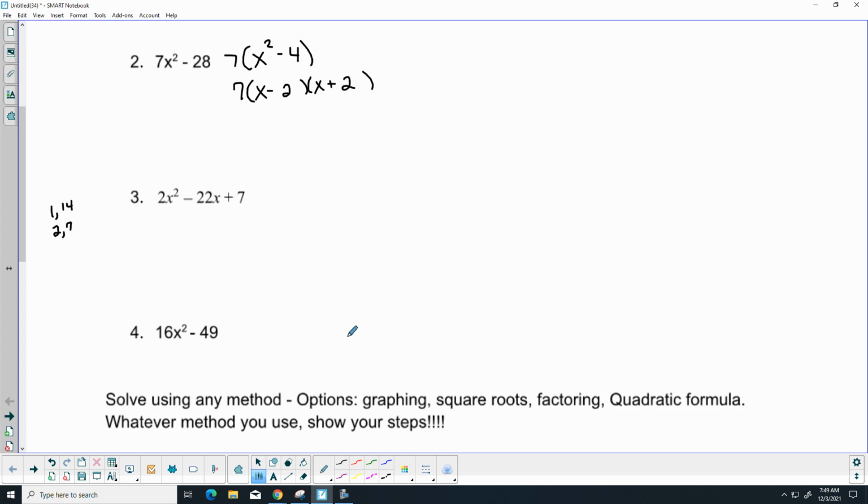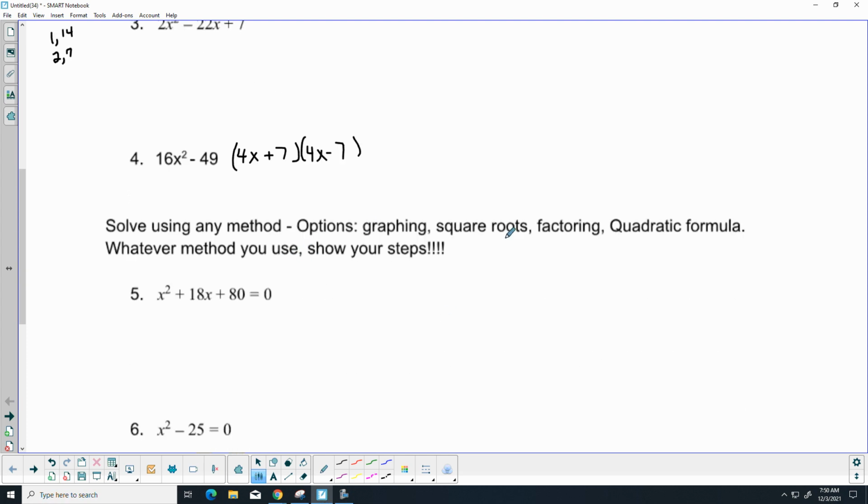Number four is a difference of two squares. That's a perfect square. That's a perfect square. So I'm going to have 4x squared, because that's the square root of 16x to the fourth, do a plus and a minus. The square root of 49 is 7.